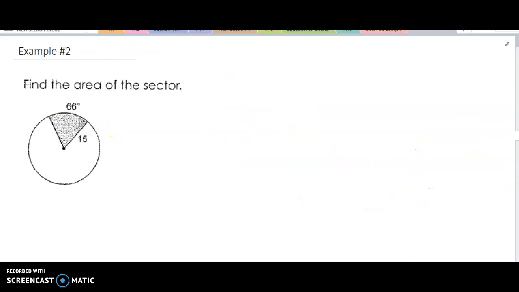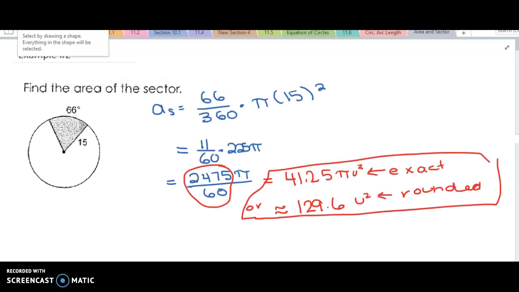All right, I want you to go ahead and do this one on your own. Use the one we just did as an example, and I want you to go ahead and find both the exact answer and the rounded answer.